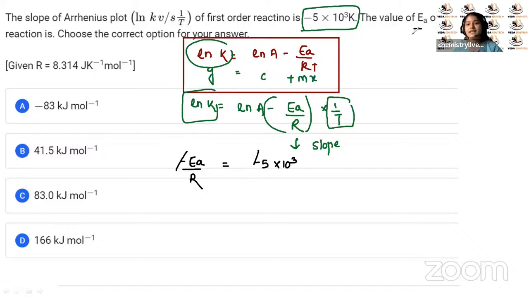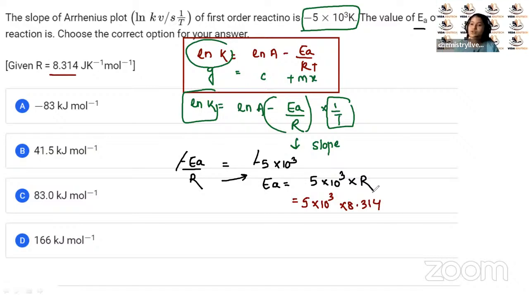What is asked? EA is asked to us. What is EA? EA will be equal to 5 into 10 to the power 3 into R. The value of R is given to us here as 8.314. Now children, you don't need to solve this entirely. You see, 5 is definitely going to get multiplied with 8 and you are going to get 40. And also 5 is going to get multiplied with 0.3, so 1.5 you are going to get.